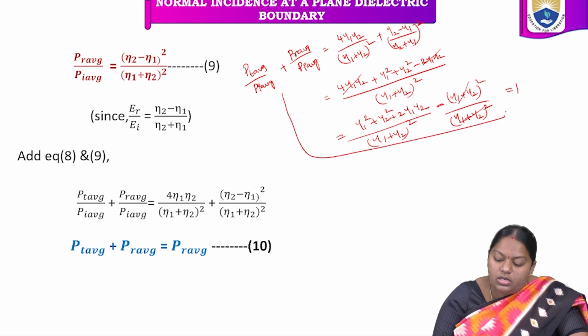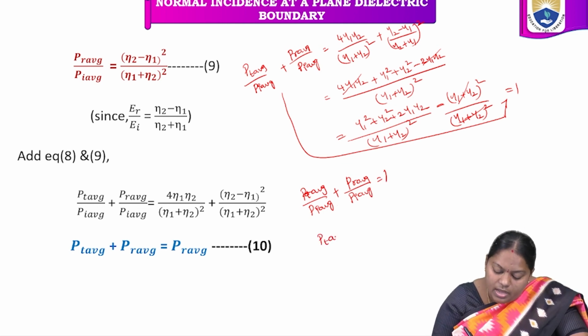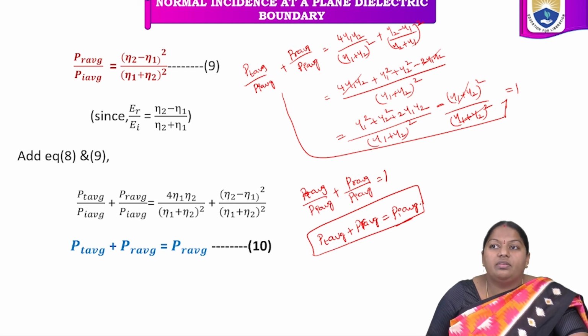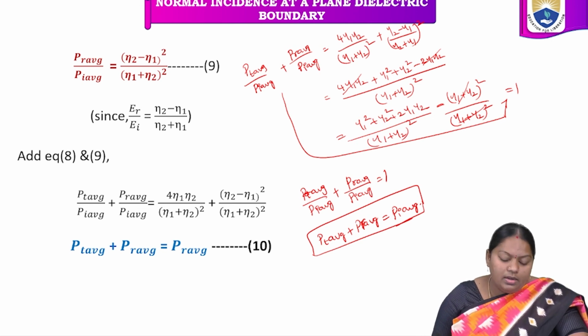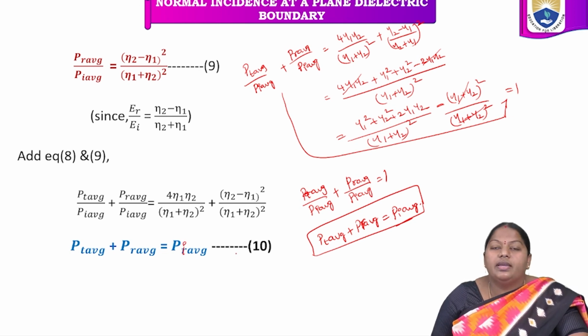Now from these two relations we have got PT average by PI average plus PR average by PI average is equal to 1. Now from this we have PT average plus PR average is equal to PI average. It means the average power density is nothing but the combination of the reflected wave and the transmitted wave. Right? So that is given here: PT average plus PR average is equal to PI average.